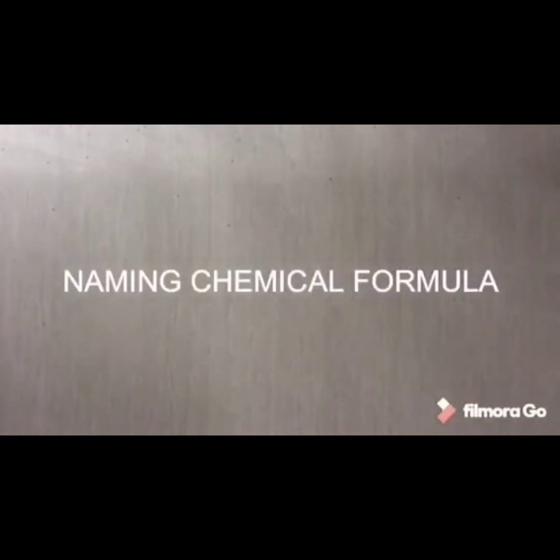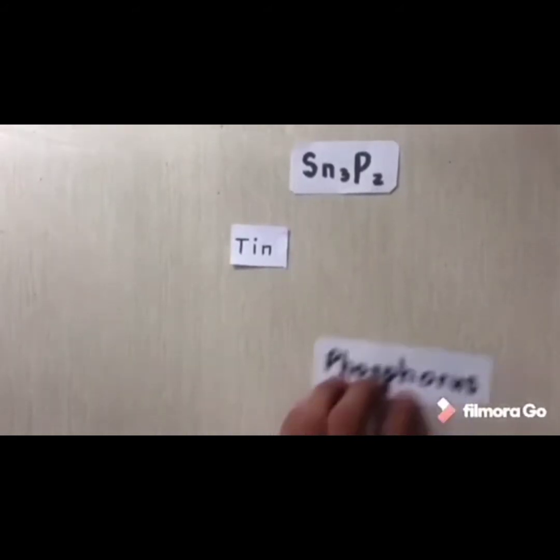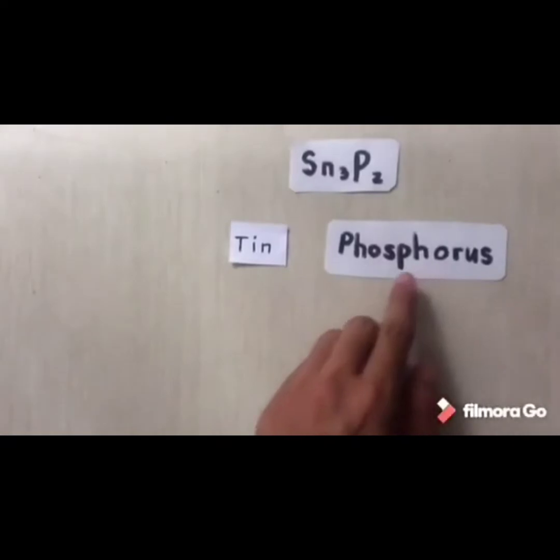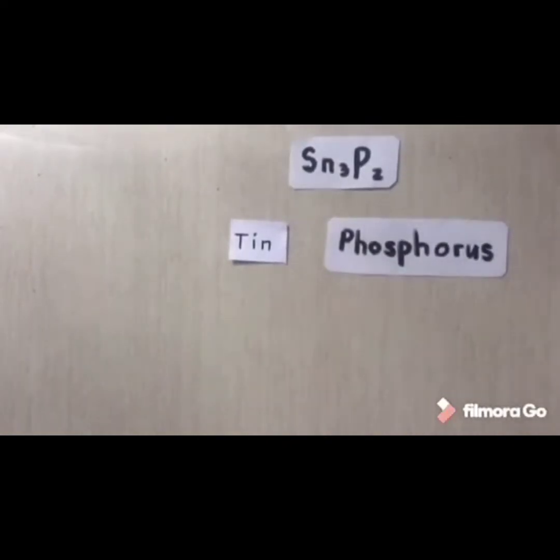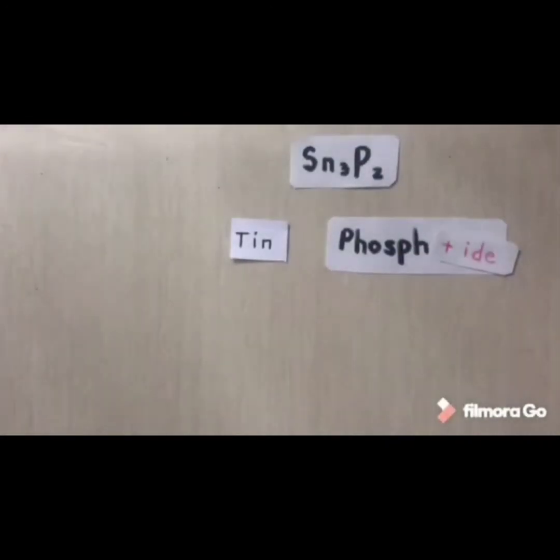Now let us name the chemical formula of a type 2 binary compound. First, let us have an example. Sn3P2. Sn is the chemical symbol for tin. Tin is not in the first or second column, therefore a Roman numeral is needed in the name. We'll come back to that shortly. P is the chemical symbol for phosphorus, whose root is phos. Add the IDE to the ending to have phosphide.